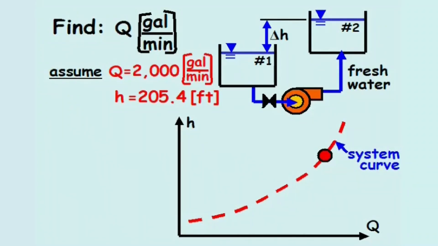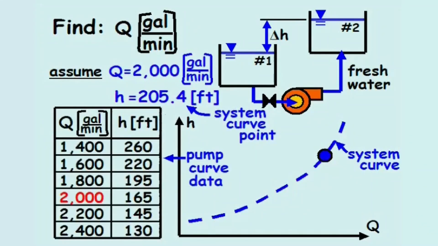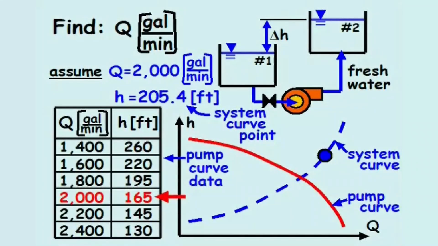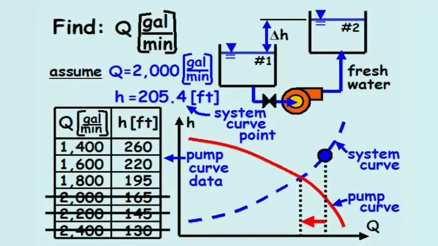From the pump curve data, we notice that at a flow rate of 2,000 gallons per minute, the pump head is only 165 feet. Therefore, the pump curve passes below the data point on the system curve. This means the actual flow rate is less than 2,000 gallons per minute, ruling out solutions C and D. Solutions A and B were 1,600 and 1,800 gallons per minute.